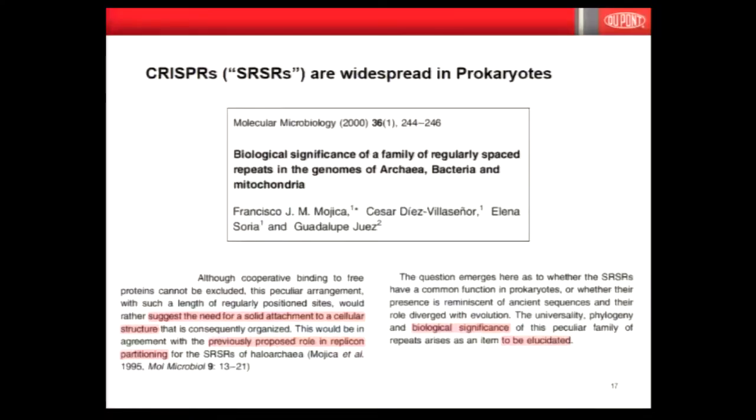Then in 2000, the Spanish team of Mojica published a small commentary about the large, widespread presence of CRISPR in genomes. They also found some repeats in the mitochondrial genomes, but this turned out to be a false positive, and the biological function was still unknown at that time. Some hypotheses were provided, but many of them were wrong, including this one.